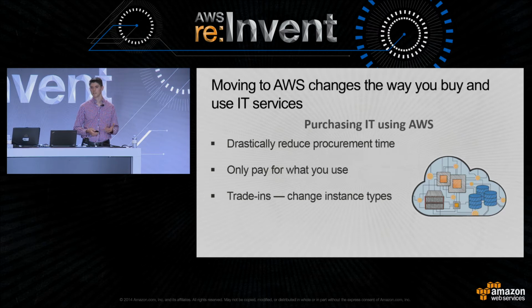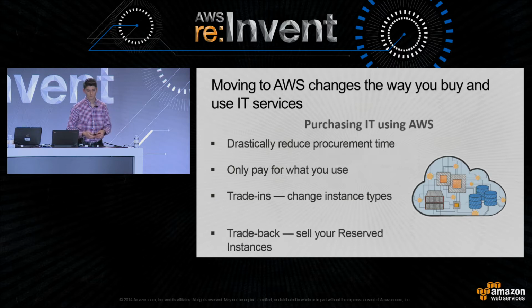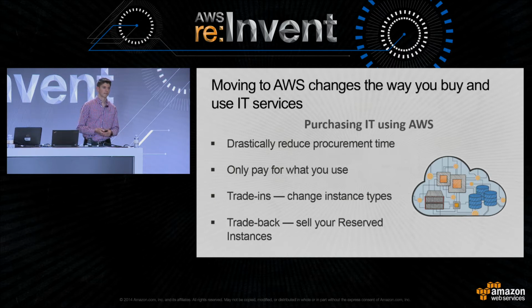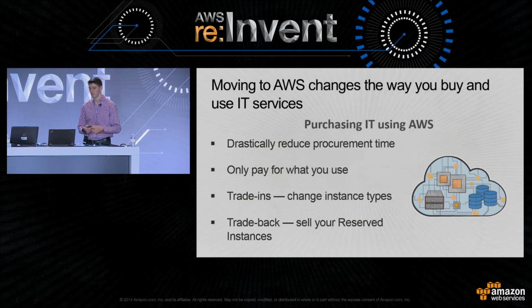So within the same instance family, even if you bought RIs, you can trade in for a different instance type within that same instance family. Or if you're running on demand, you just shut it off and choose the right instance type and spin that up. Finally, trade backs. You can trade back even your reserved instances on the RI marketplace. So a lot of flexibility here. A lot of flexibility in how you provision IT resources when you move your workloads to AWS. Fundamental change here. And you have to think about all of this when you're building this business case.